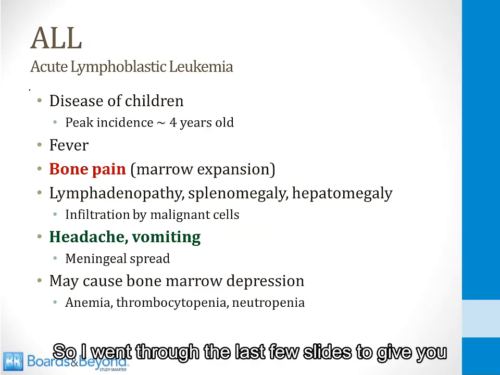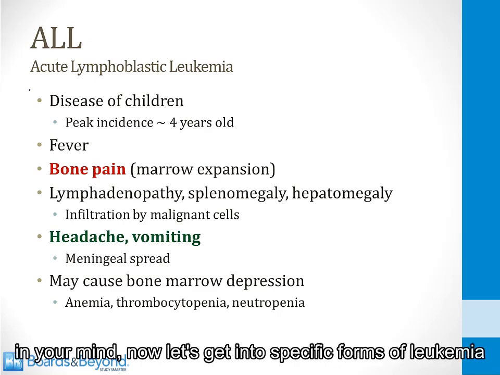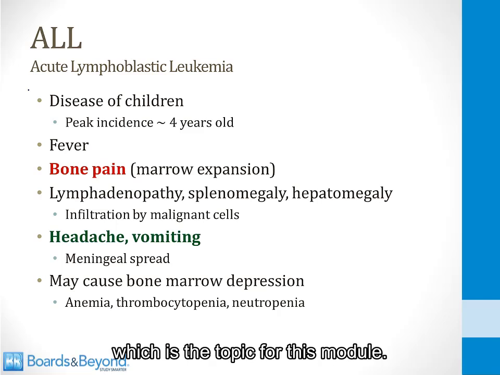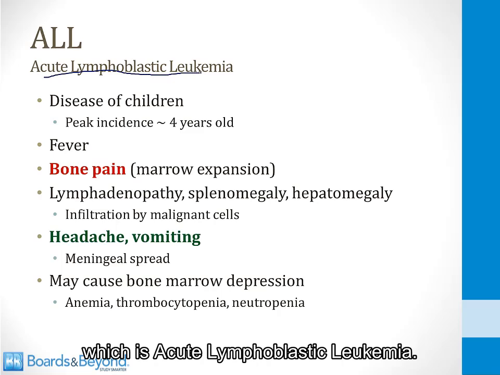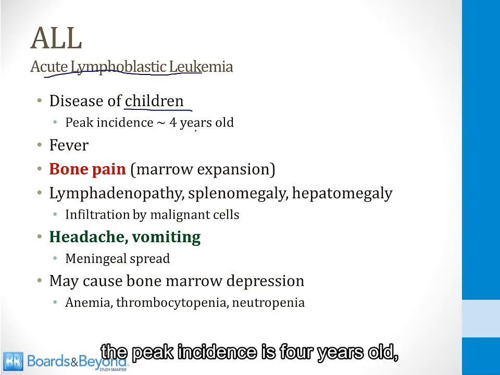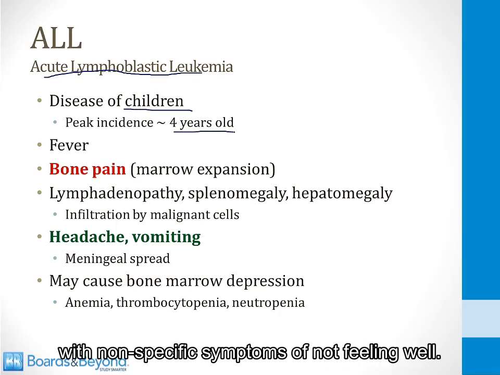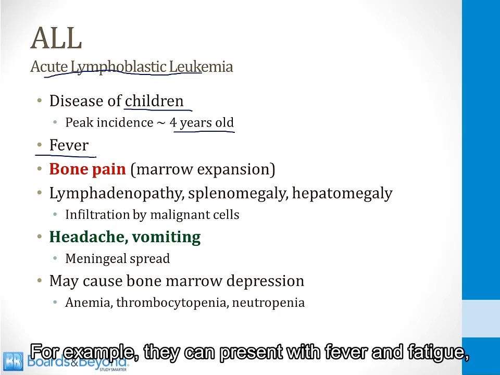So I went through the last few slides to give you a framework for thinking about white blood cell malignancies in your mind. Now let's get into specific forms of leukemia, which is the topic for this module. And we'll start by talking about ALL, which is acute lymphoblastic leukemia. And this is largely a disease of children. The peak incidence is 4 years old, and children who develop this generally present with nonspecific symptoms of not feeling well. For example, they can present with fever and fatigue.